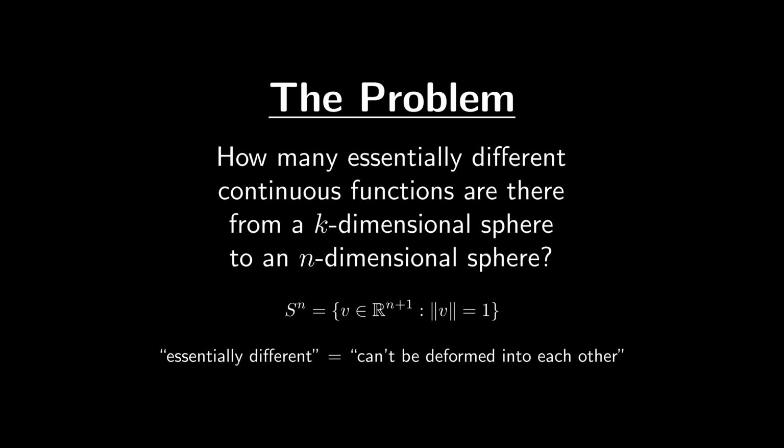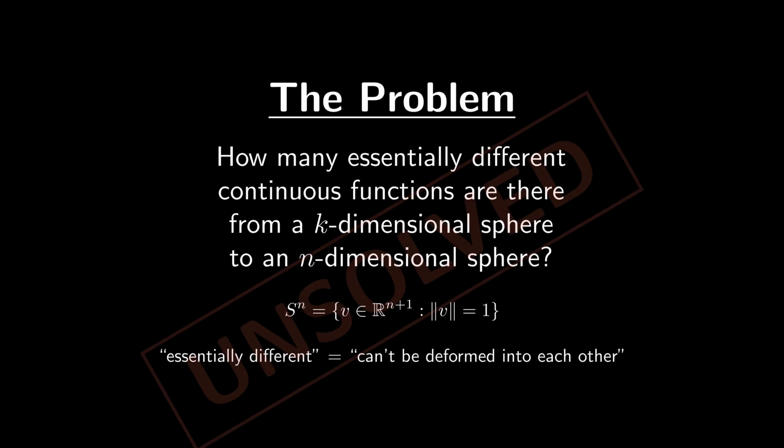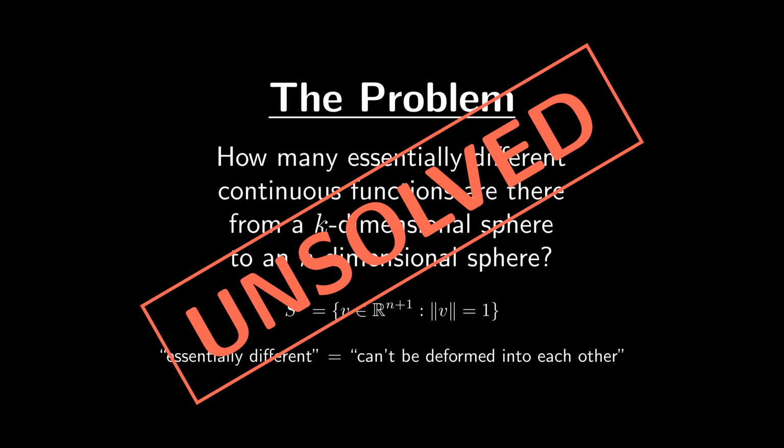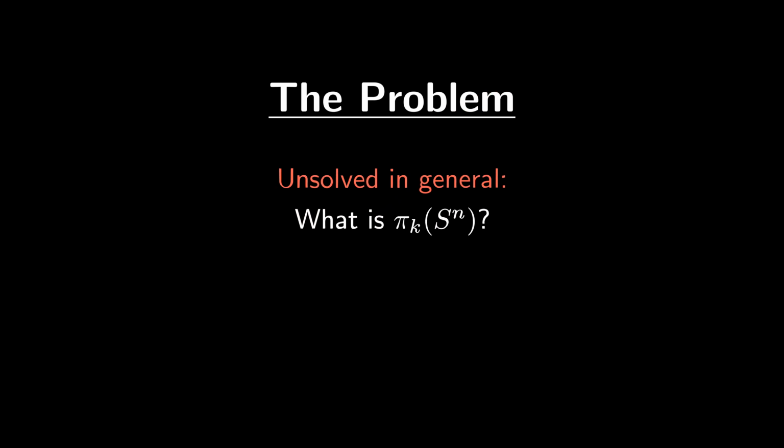This seems like one of the simplest topology questions you could possibly ask, since spheres are some of the most basic objects in topology. But this is actually an unsolved problem. Mathematicians don't know a complete answer. The question is usually asked as what is the kth homotopy group of the n-sphere, abbreviated as pi k of Sn. So no one on Earth knows, say, pi 100 of S4.